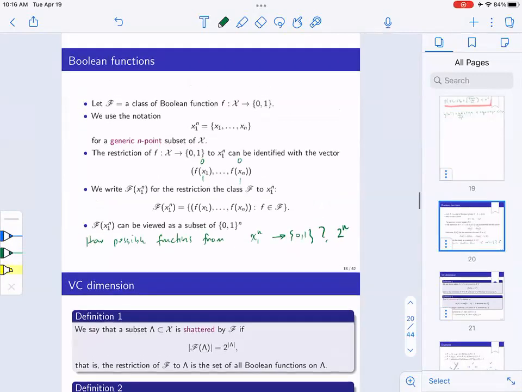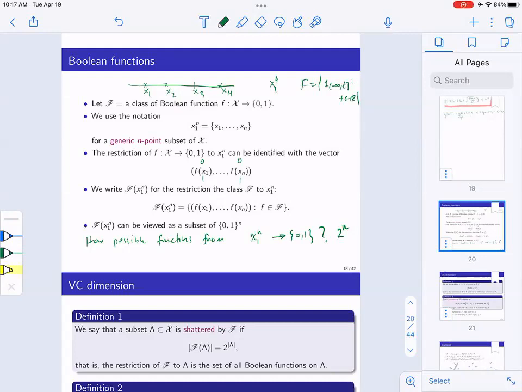So for example, from the one that we had there, let's say I have these points. I'm looking at x1, 2, 4. This is a fixed set of 4 points. And the function class is the indicator of negative infinity to t, as t goes in R.